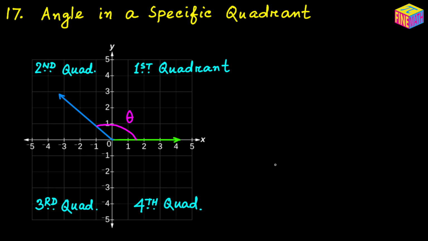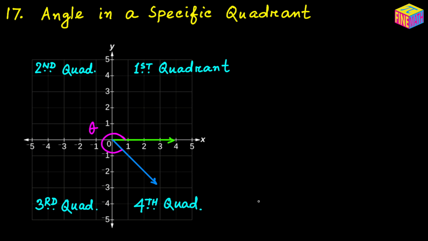Now let me draw an example for the third quadrant angle. Here we have an example of a third quadrant angle, which is larger than 180 degrees but smaller than 270 degrees, and the terminal side of this angle is located somewhere in the third quadrant. This type of angle will be called a third quadrant angle. Similarly, let me draw a fourth quadrant angle. In this example, the angle theta is greater than 270 degrees but less than 360, and the terminal side of this angle is located somewhere in the fourth quadrant. So this type of angle will be called a fourth quadrant angle.